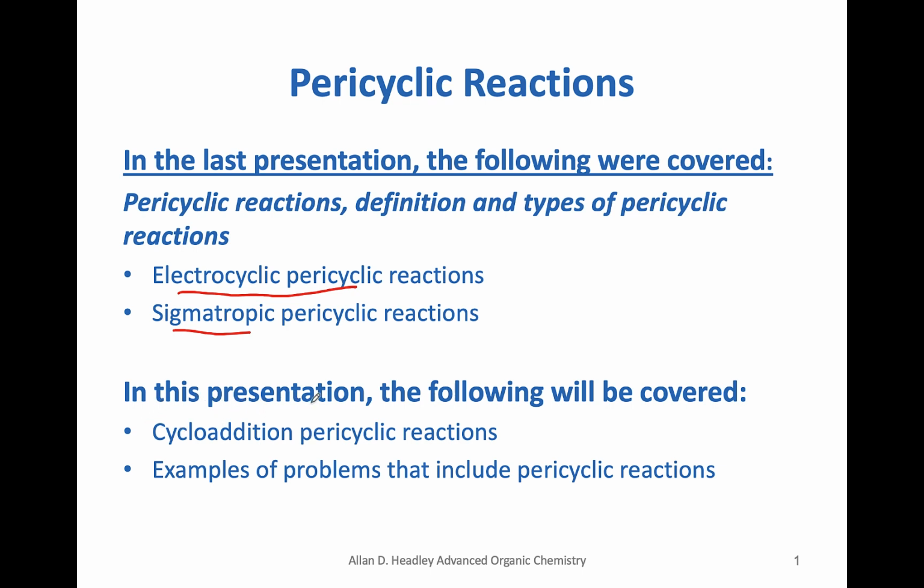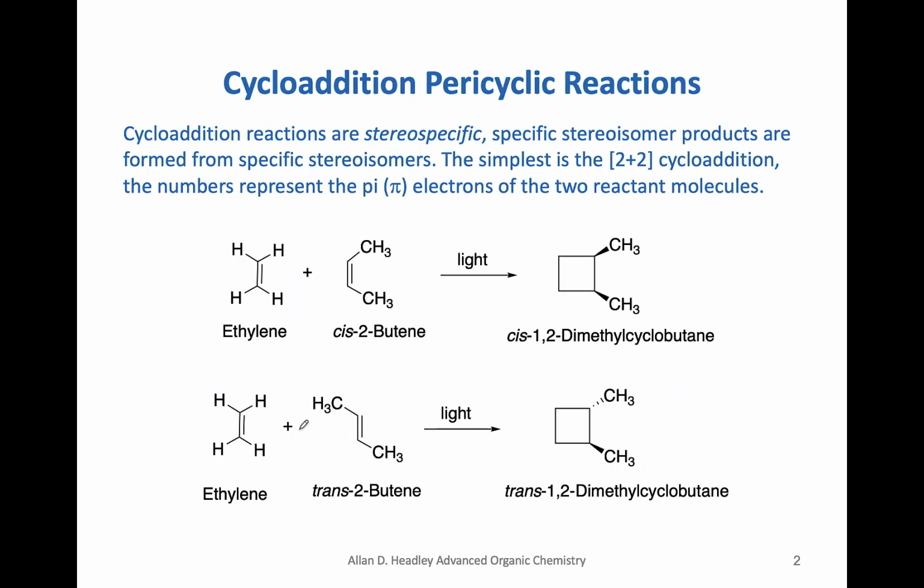In this presentation, we will cover the following. Cycloadditions. So that's the last type of the three pericyclic reactions that we will be looking at. And we will conclude by looking at some examples using the pericyclic reactions to solve different problems. So let's begin. So cycloadditions, this is the third type of pericyclic reactions.